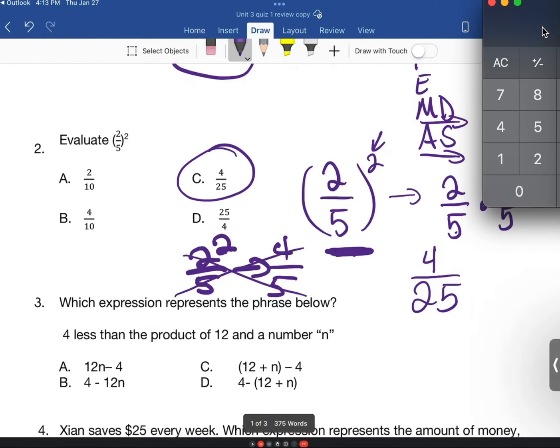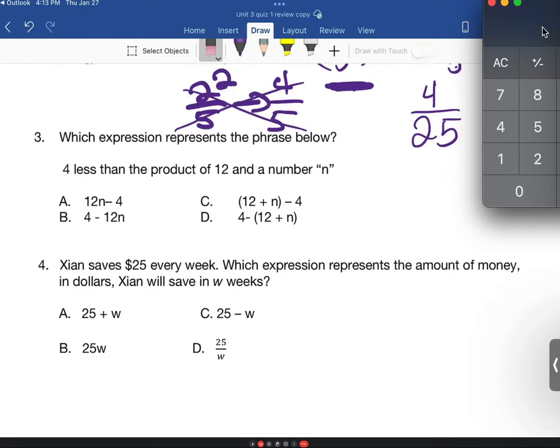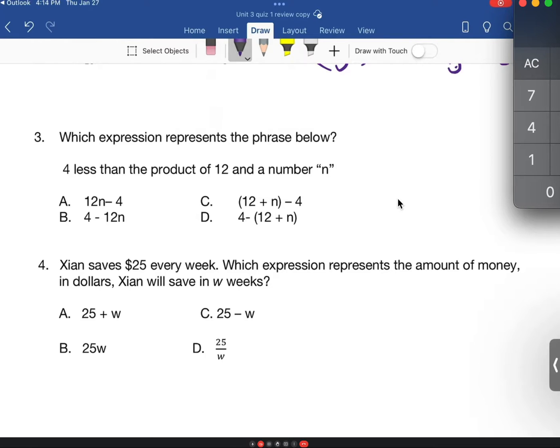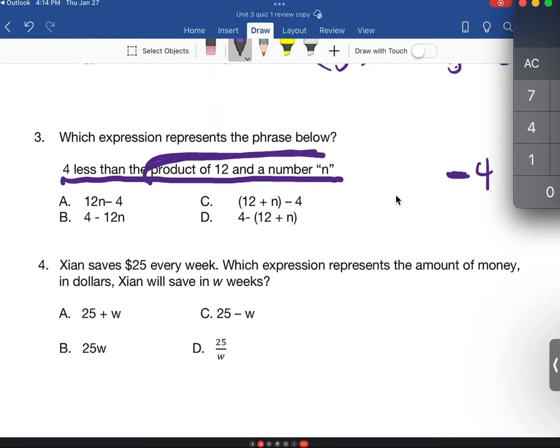Okay, now let's take a look at our next problem, number 3. Which expression represents the phrase below? Oh, I hope you're all able to see that. Which expression represents the phrase below? 4 less than the product of 12 and a number n. Okay, so 4 less than something. 4 less than something, I know there's going to be a -4 somewhere, right? And so it's less than the product of 12 and a number n.